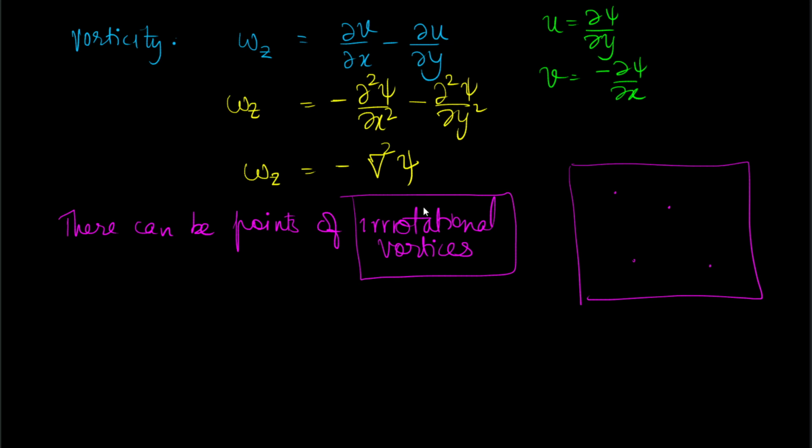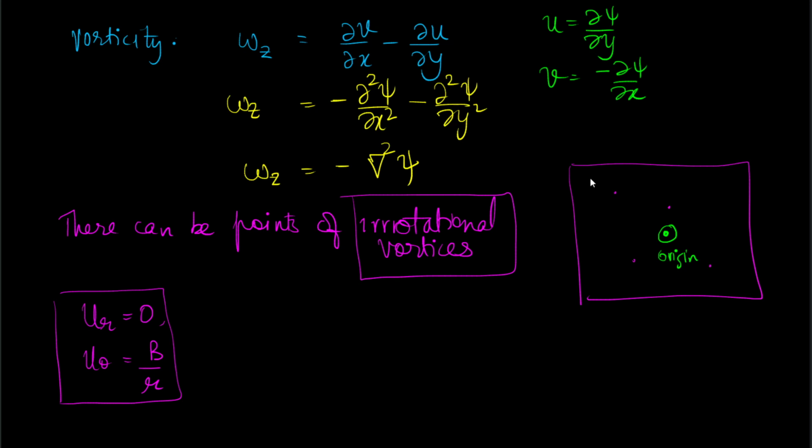And one example of an irrotational vortex is, we had done this when we had studied fluid kinematics, we can define it as ur equal to 0 and u theta equal to b upon r. So suppose this is the origin. If you consider a contour which encompasses the origin, then the vorticity is non-zero, but at all the other points the vorticity is 0, and at the origin the vorticity becomes infinite. So it is like a singular point which imparts vorticity to the flow.